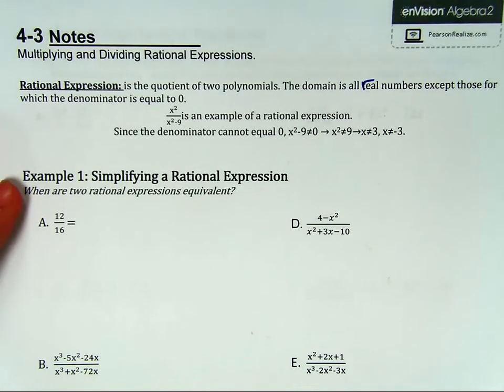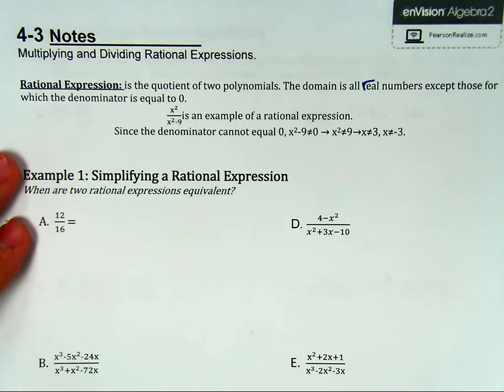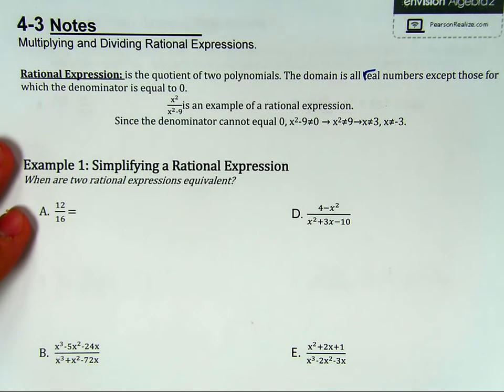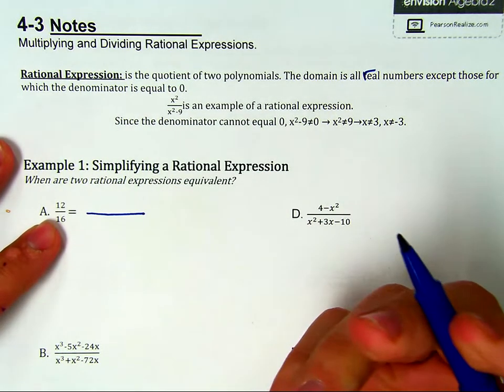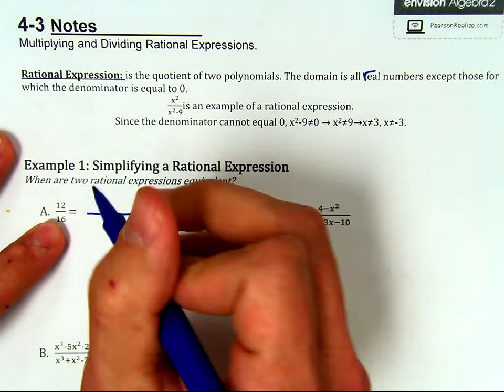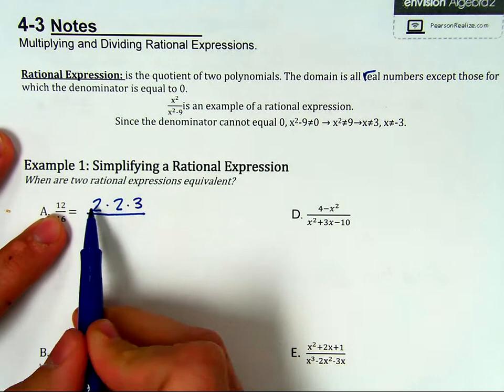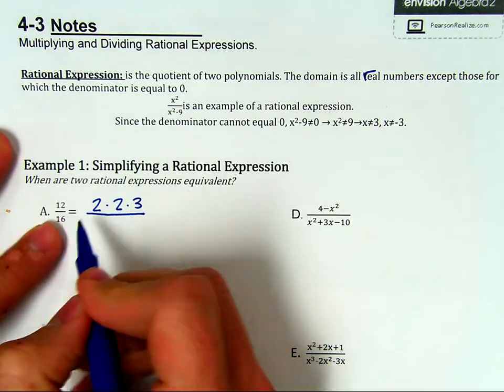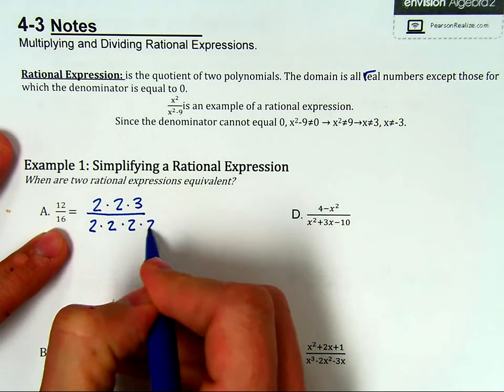So first, just to give you an example. You guys have been reducing and simplifying fractions your whole life, right? But just to see how it works here, if I take 12 and write it as a product of its prime numbers, 12 can be rewritten as 2 times 2 times 3. 2 times 2 is 4, times 3 is 12. 16 can be written as 2 times 2 times 2 times 2.